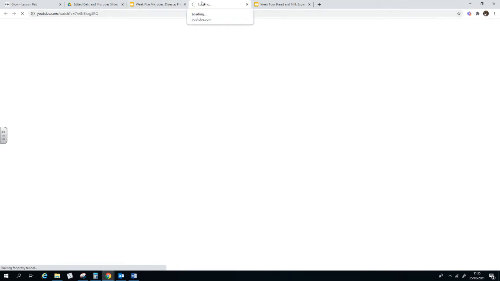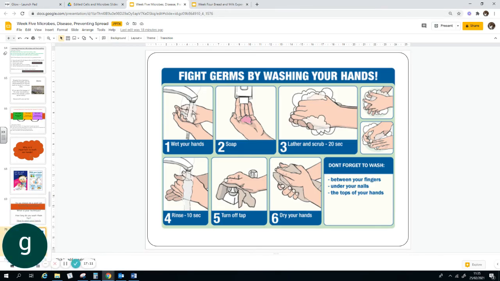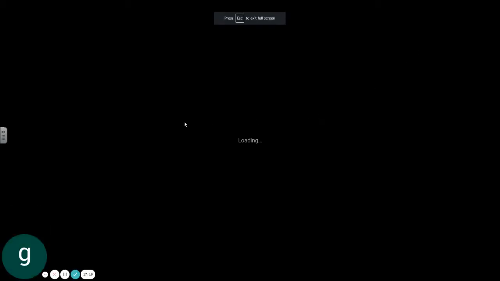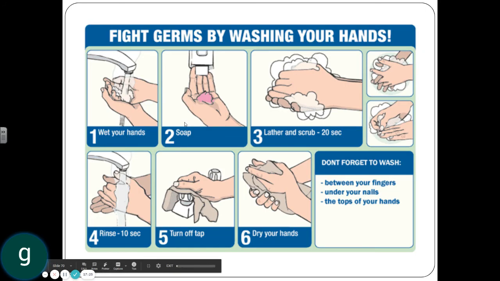So what you want to do is wet your hands under a tap. You want to apply soap to the middle of your palm on one side. That's fine. You then want to rub your palms together on both sides. You want to interlace your fingers to make sure you've got, so palm to palm.